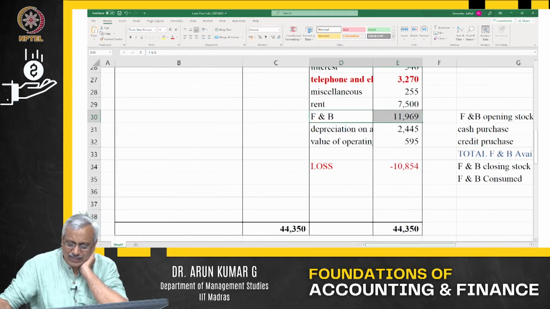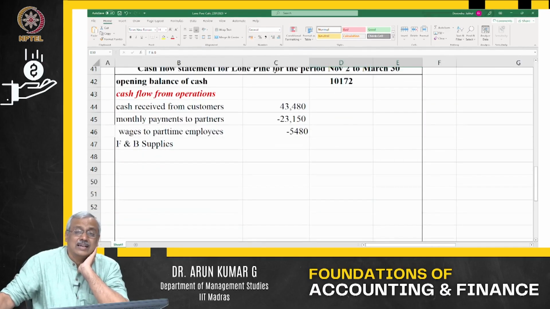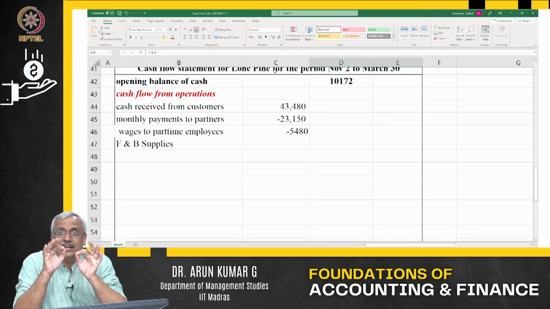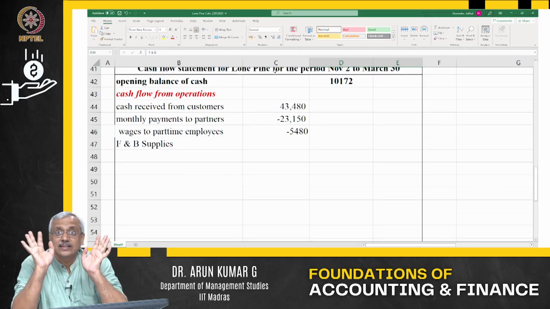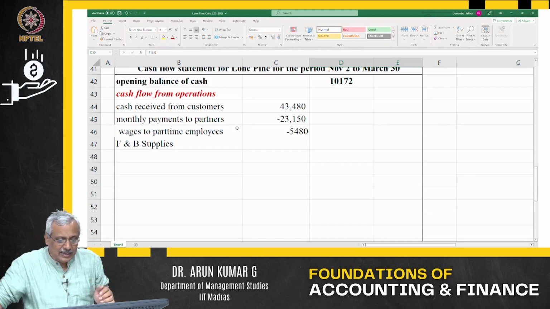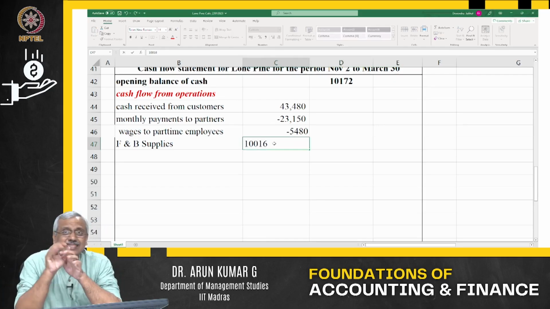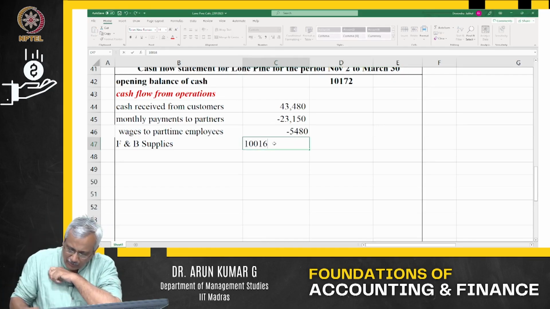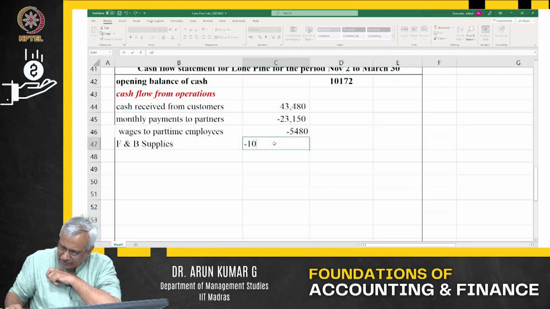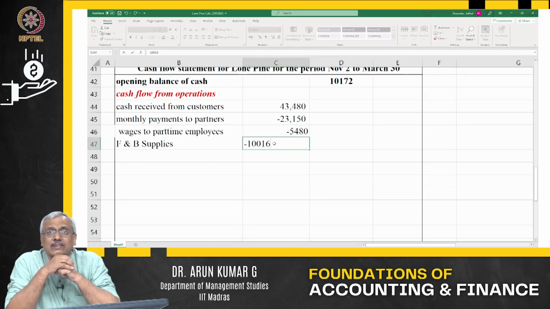Please note the difference. In an income statement, we carry as an expenditure what is accrued, what is consumed during the period. In a cash flow statement, I am not worried about what you consume. I am worried about what is the cash that has gone out for that activity. The cash that has gone out in the activity, as far as F&B is concerned, is 10,016. That is all the money that has gone out there, and that is all I will consider.